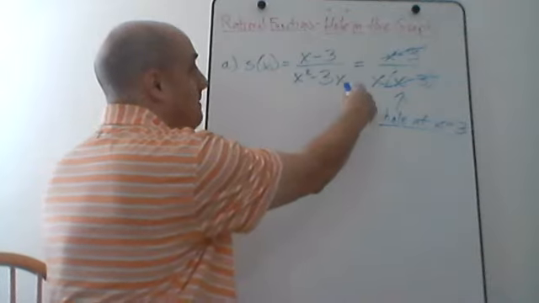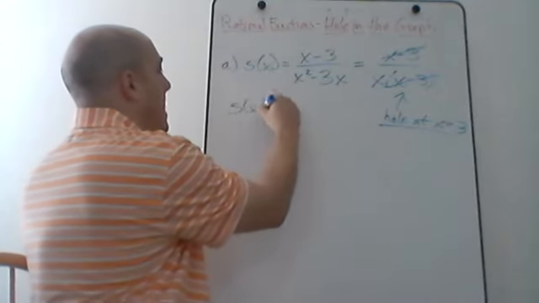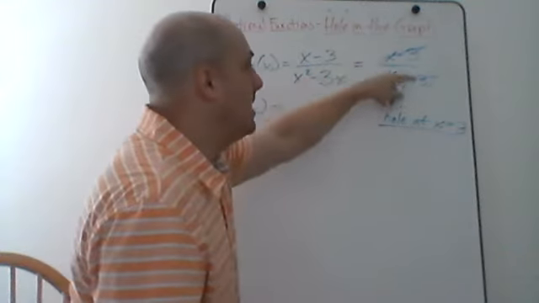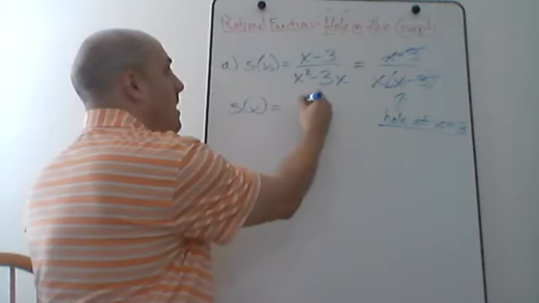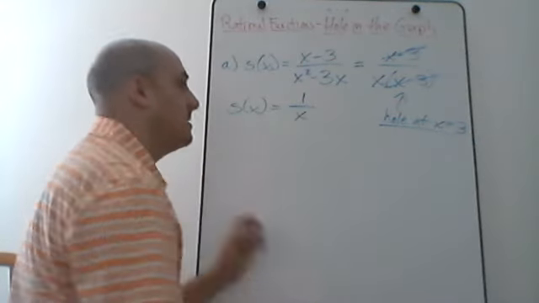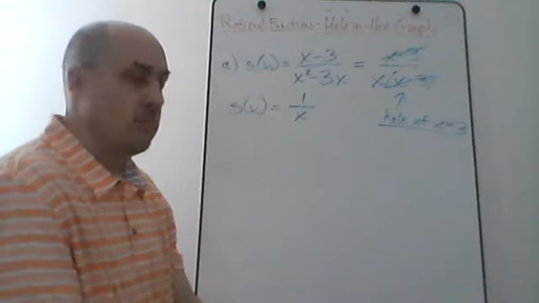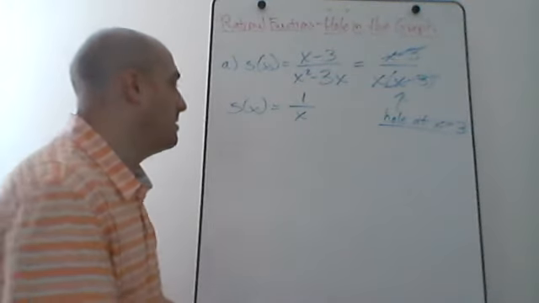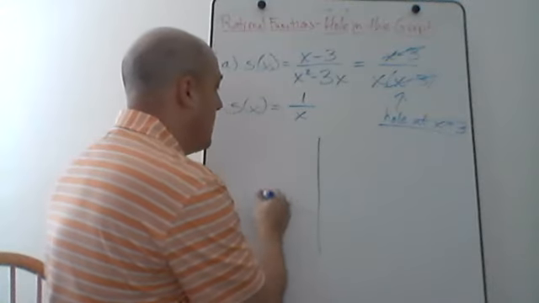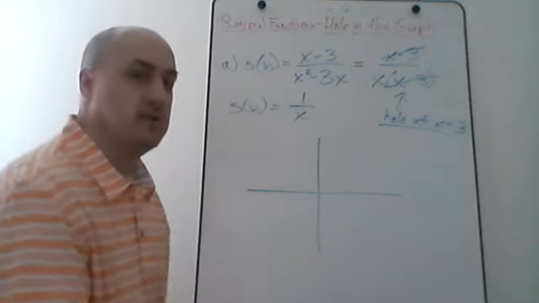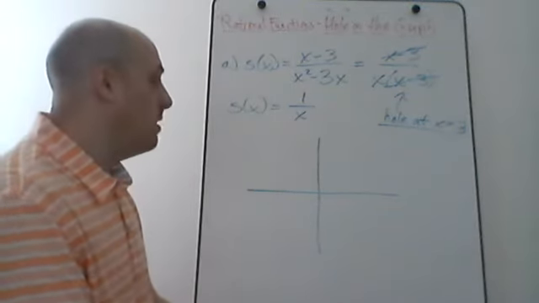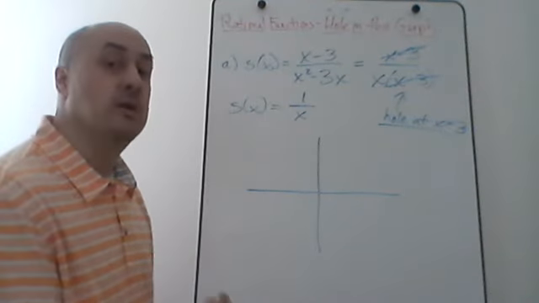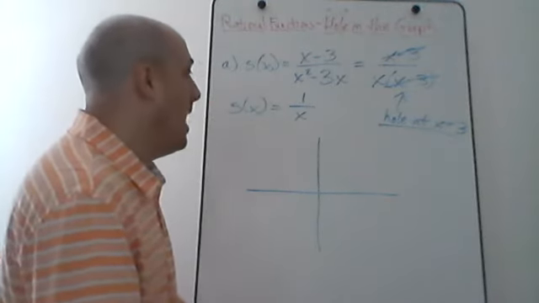So what this actually simplifies to, right, this s of x function, when the x minus 3's cancel out, I'm left with a 1 in the numerator and just that x in the denominator. Right? So my s of x function cancels to equal 1 over x. And 1 over x, if you haven't seen the videos that I did on parent functions and transformations of graphs, the graph of 1 over x is one of those graphs that you should know what that graph looks like.